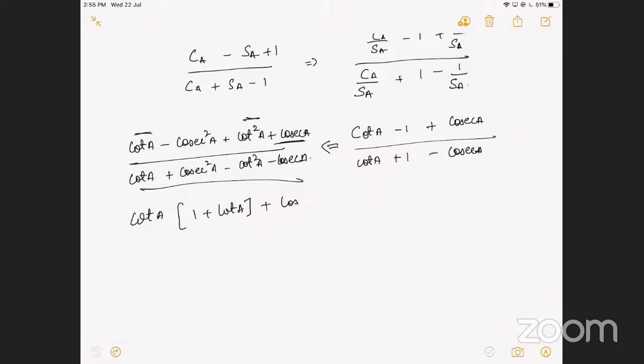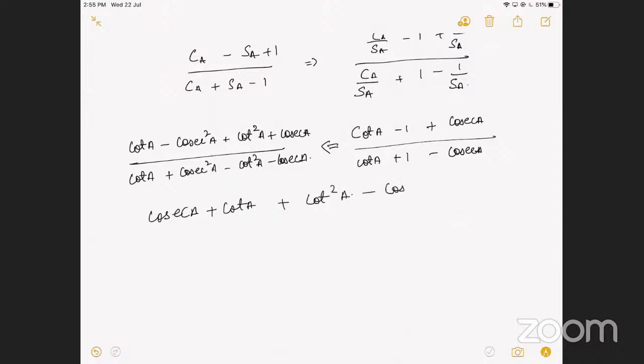Sir, then I'll tell you the next step. Yeah, tell me. So then, sir, cot A plus cosec A in a bracket, then minus cosec A minus cot A. Okay, and like that you have written. Yes sir, or then cosec A plus cot A in a bracket upon divided by cot A minus cosec A plus 1, then the bracket gets cancelled, then cot A plus cosec A.